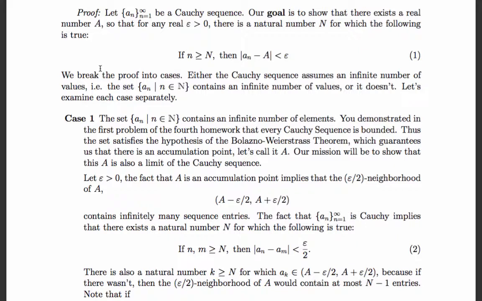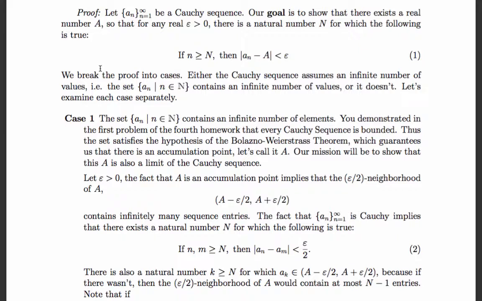The very setting of the Bolzano-Weierstrass, which guarantees us that there is an accumulation point. So let's call it A. Now, notice there is something subtle there. Bolzano-Weierstrass guarantees an accumulation point, but it could be that there's more than one accumulation point.